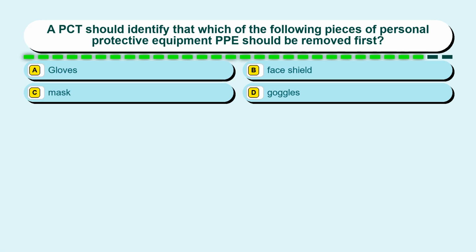Question 47. A PCT should identify that which of the following pieces of personal protective equipment, PPE, should be removed first? Option A, gloves. Option B, face shield. Option C, mask. Option D, goggles.